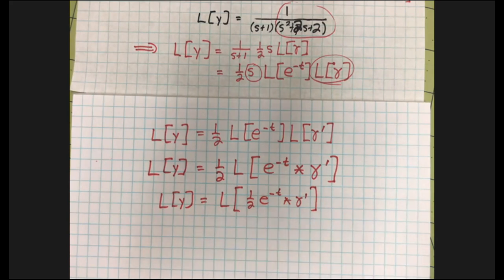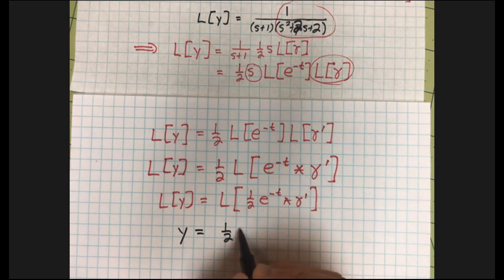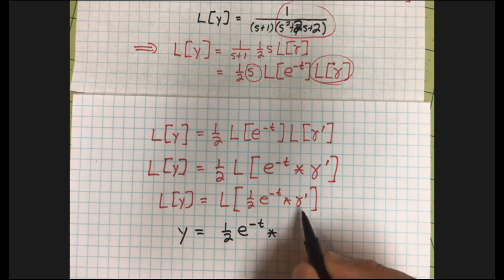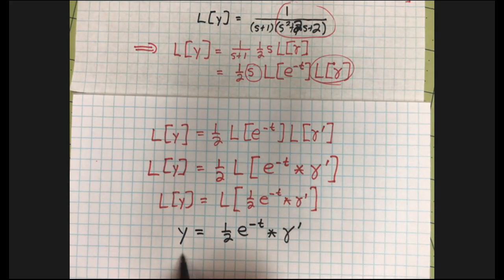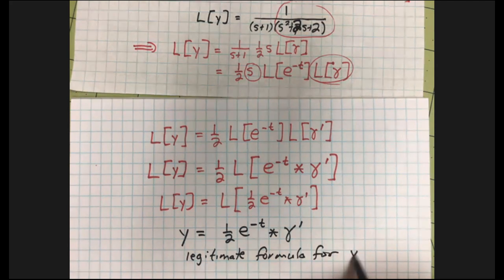In other words, y is 1/2 e to the minus t convoluted with the derivative of gamma. This is a legitimate formula for y.